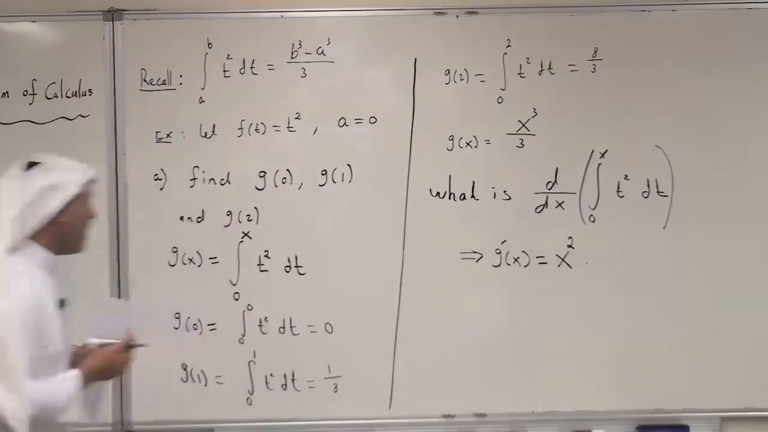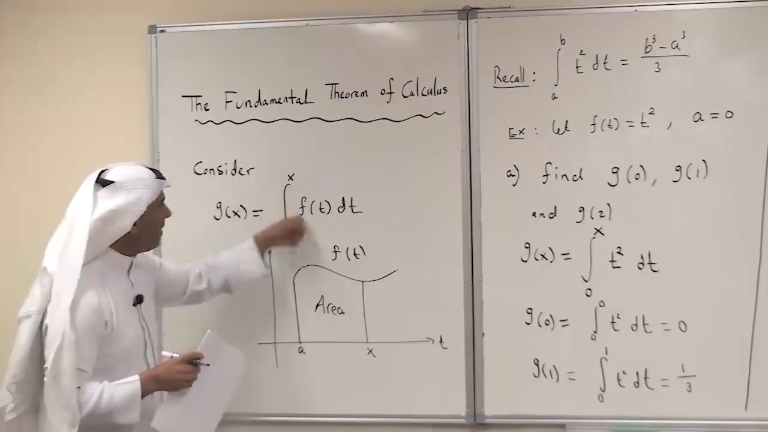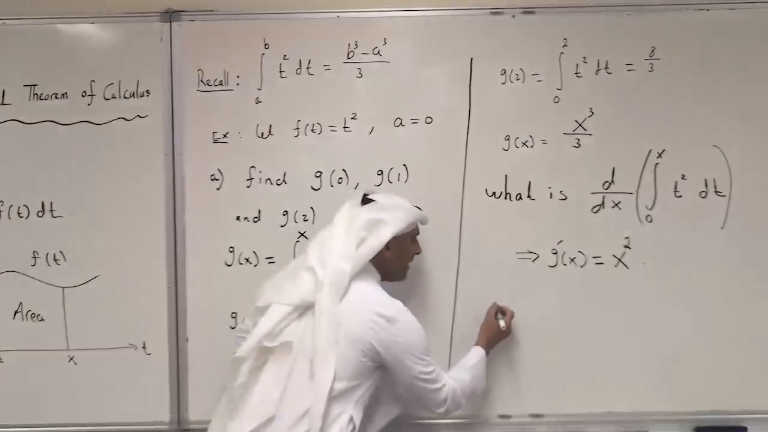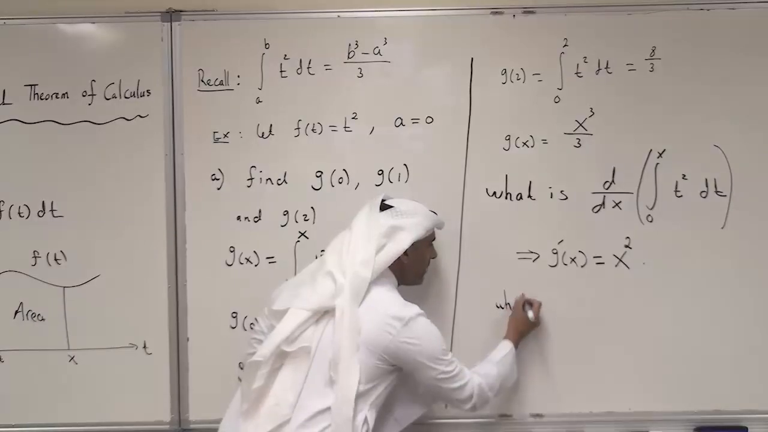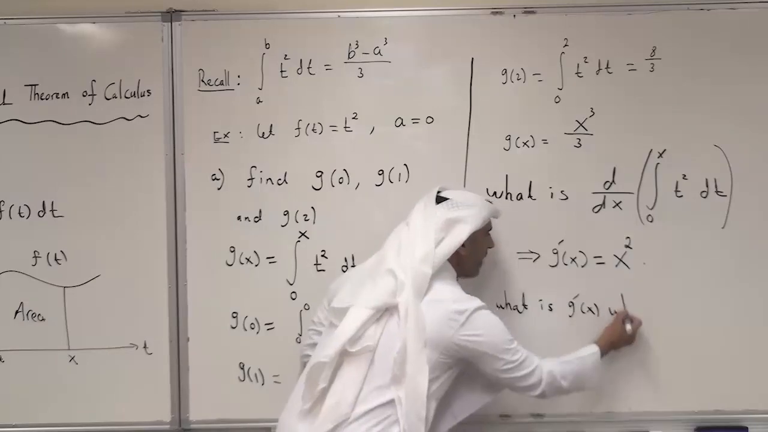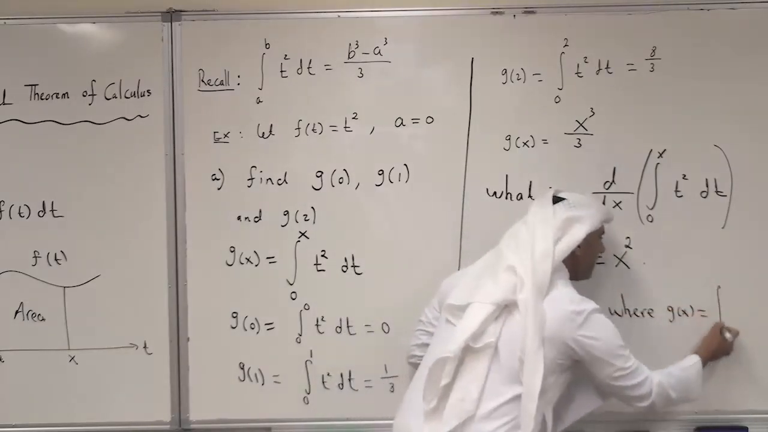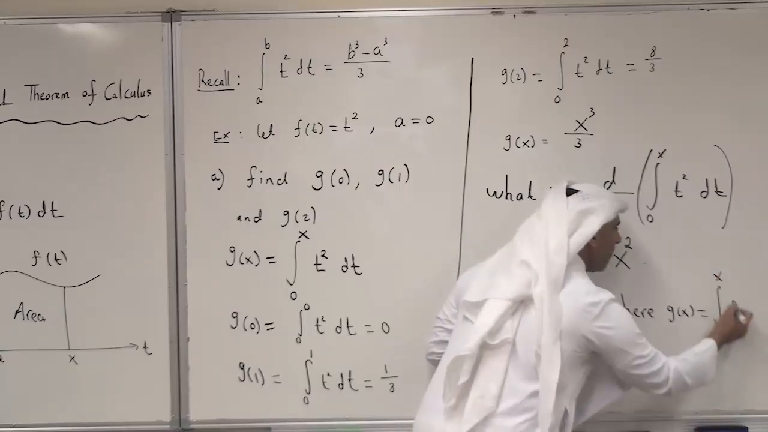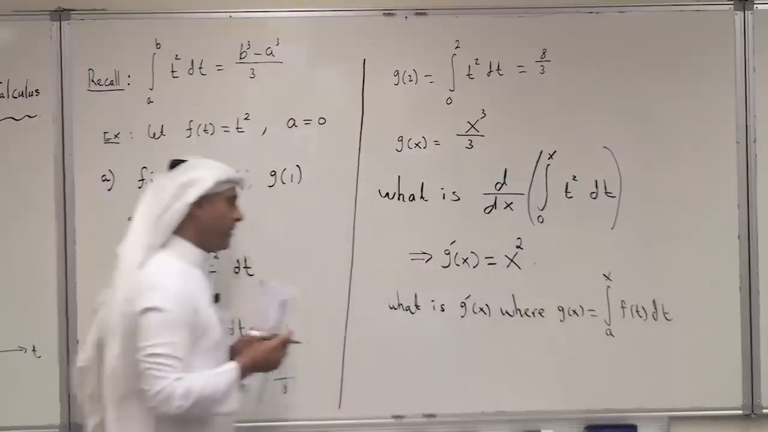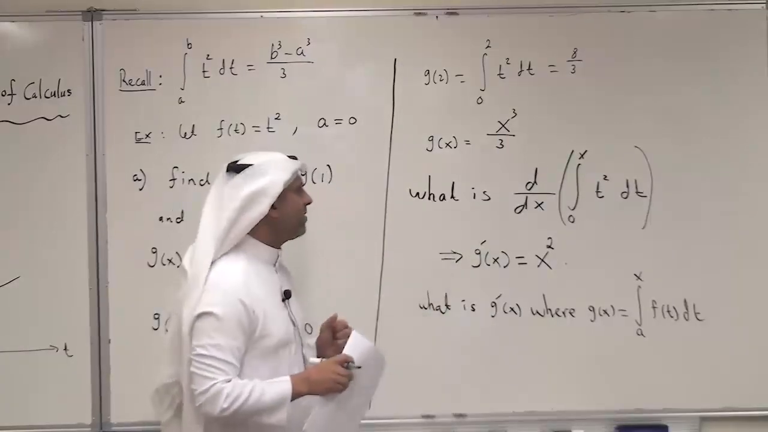Now, going back to the original function, g of x equal to the integral from a to x of f of t dt. A very interesting question is, what is g prime in general? What is g prime of x, where g of x is defined to be the integral from a to x of f of t dt? Of course, we are assuming that this function f is continuous here. So the question is, what is the derivative of this function?